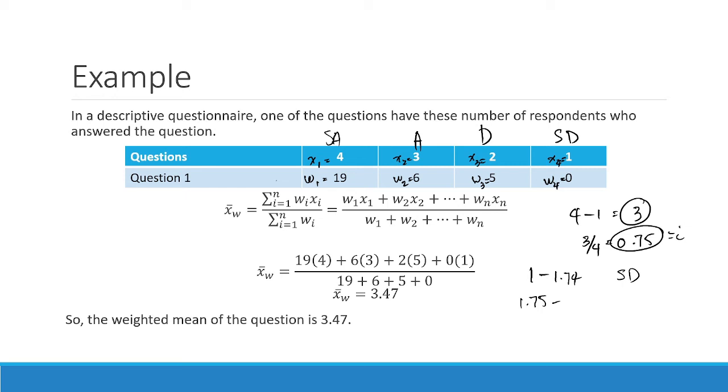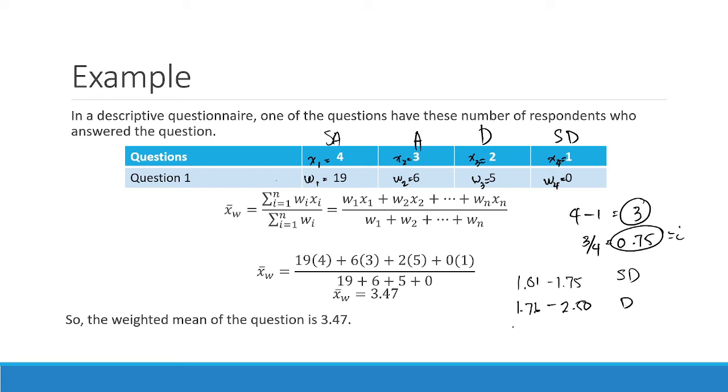So we have there 1.75 plus 0.75. So we have there 2.49. Okay. Then, may mali ako pala. So, balik. So mula 1.01 hanggang 1.75 will be strongly disagree. Then from 1.76 up to 2.5, that will be disagree.